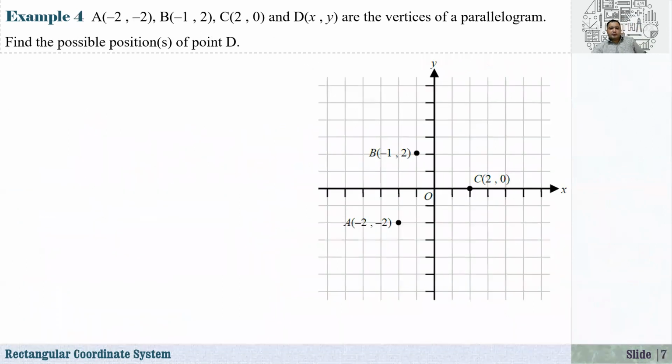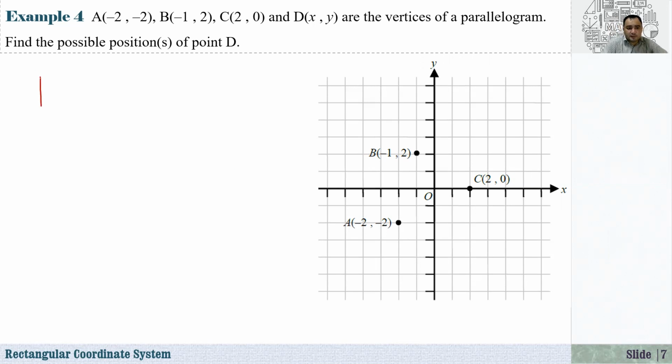Okay, next question. Example 4, it's about a parallelogram. So here it says that points A, B, C, and D are the vertices of a parallelogram. Find all possible positions of D. Usually in geometry, when you are labeling the vertices of any polygon, it should be in alphabetical order, either in clockwise or anti-clockwise direction.